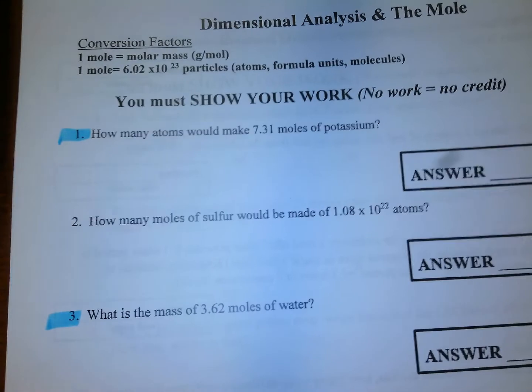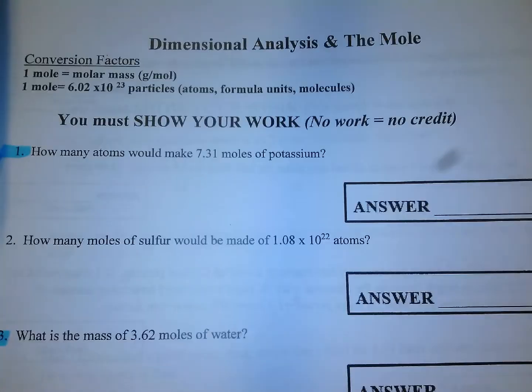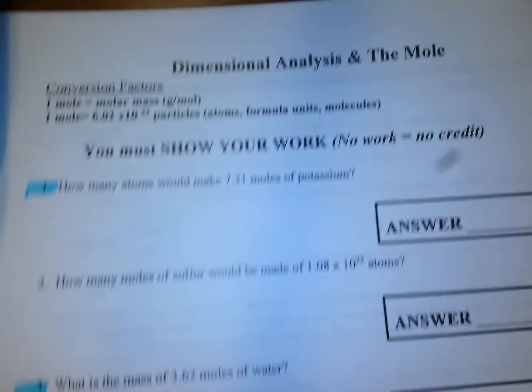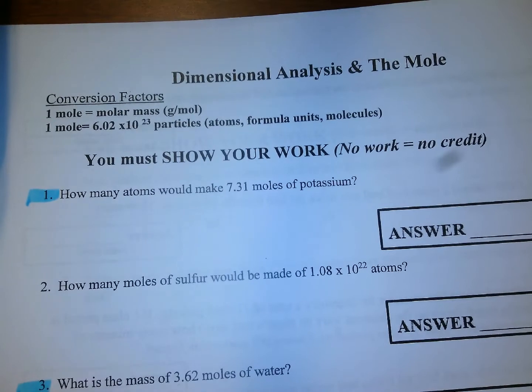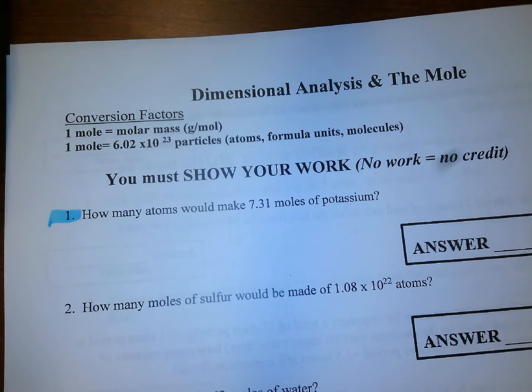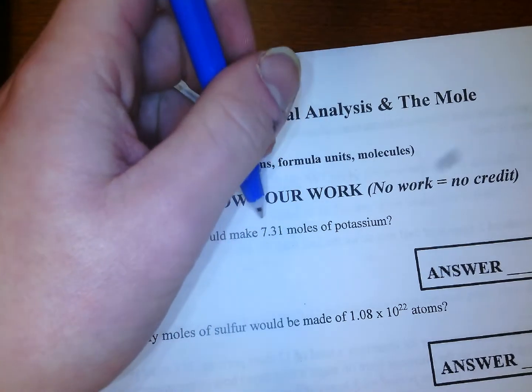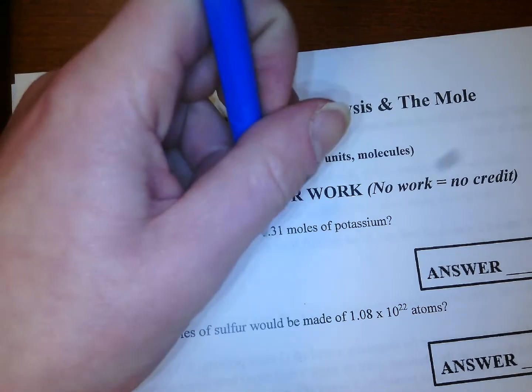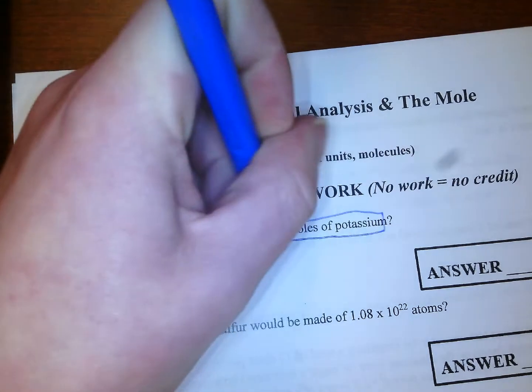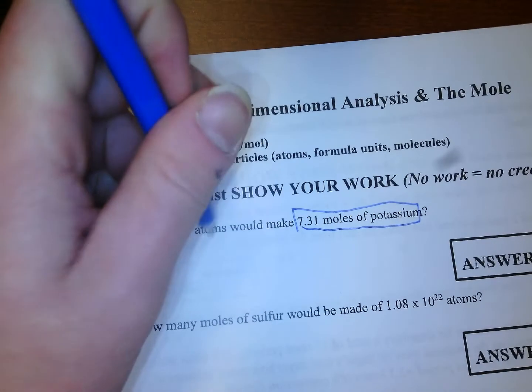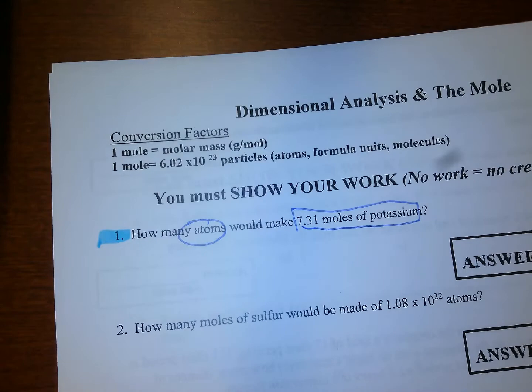Alright, so the most important thing you have to do in this process is something that you've probably been hearing your teachers say a lot, and that is box your givens, circle your unknowns. So before I do anything else, I want to make sure I do the boxing and circling. So right here, I am given 7.31 moles potassium. So I'm going to put a box around that. And I am looking for how many atoms. That's what I'm going to circle.